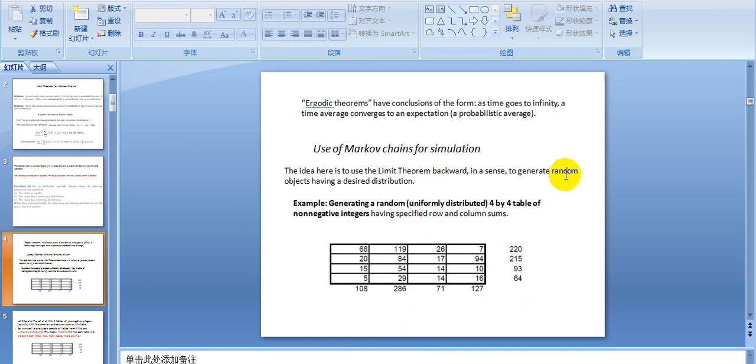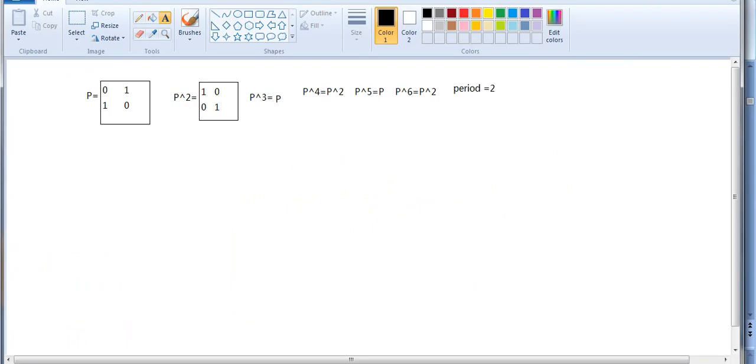Now, why is this MCMC thing useful? Let's look at an example of how we can use the Markov chain for simulation. The idea here is to use the limiting theorem backward, in a sense, to generate random objects having a desired distribution.